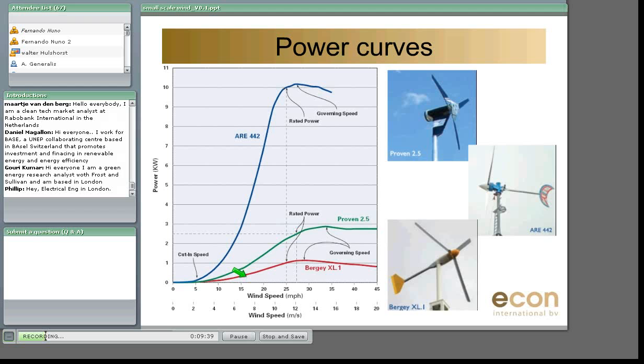You can also see it on this picture. If I take, for instance, the blue dotted line and my wind speed is about 10 miles per hour, I will see that I have only 1 kilowatt output. If I double my wind speed to 20 miles per hour, I will notice that I have about 8 or 9 kilowatts output. So you can see easily that if you double your wind speed, the output in this area will be cubical. So that's a very large impact.